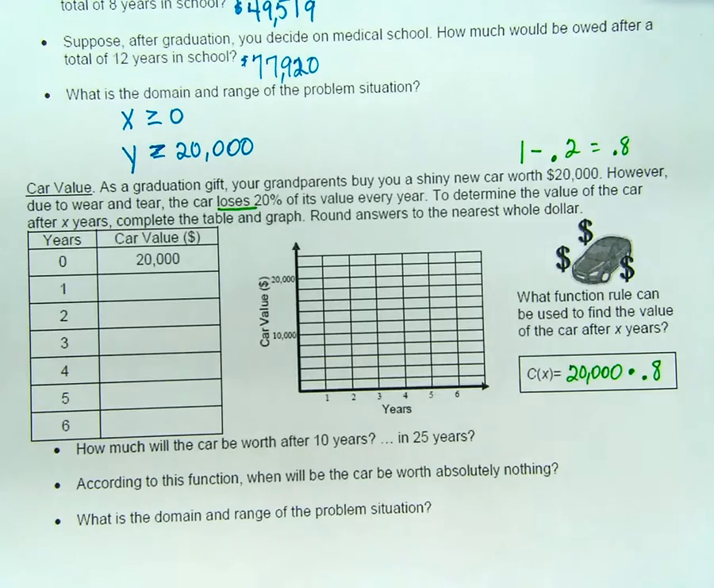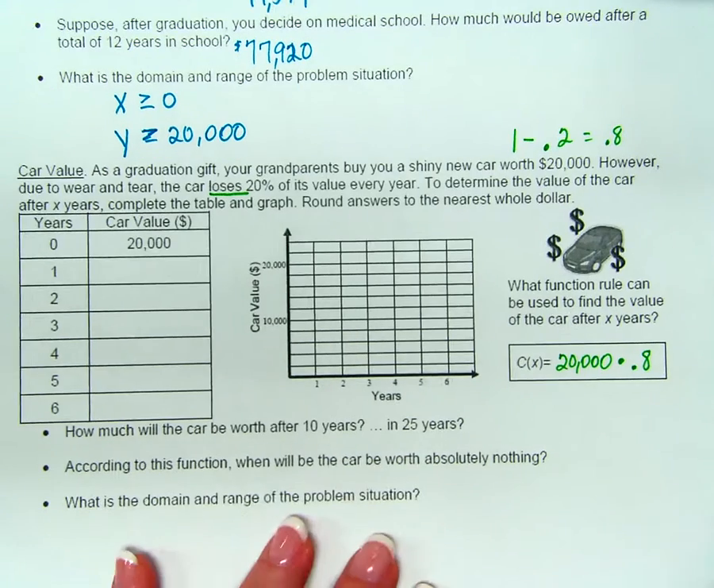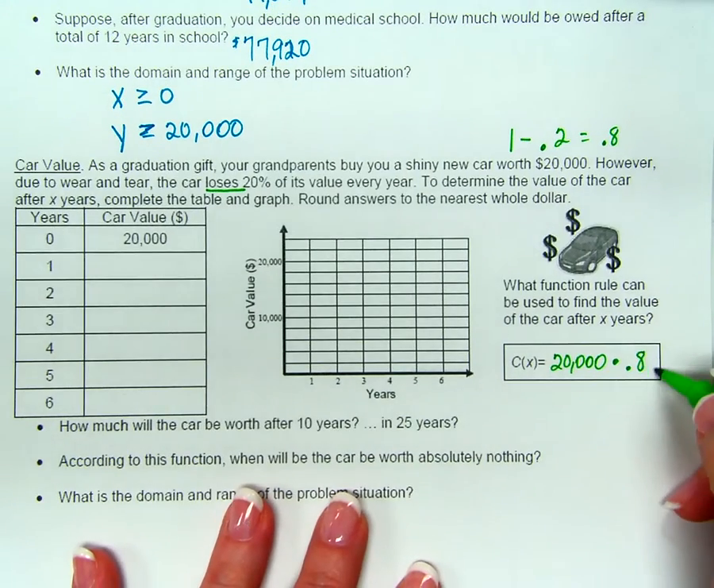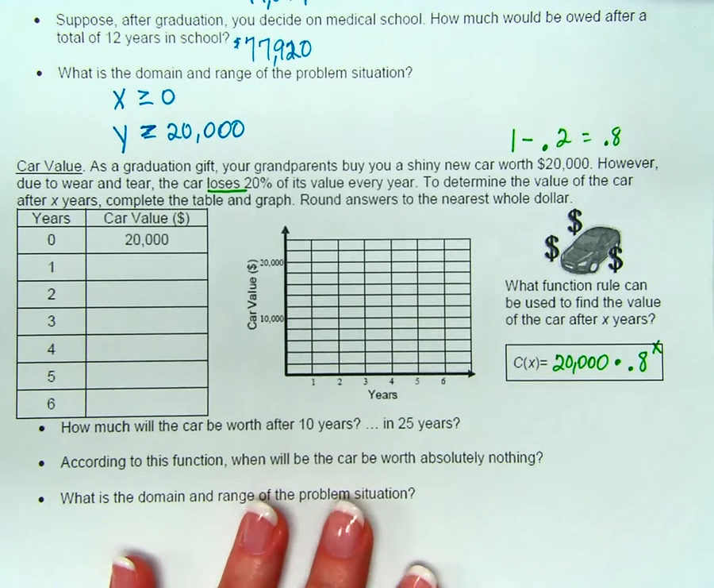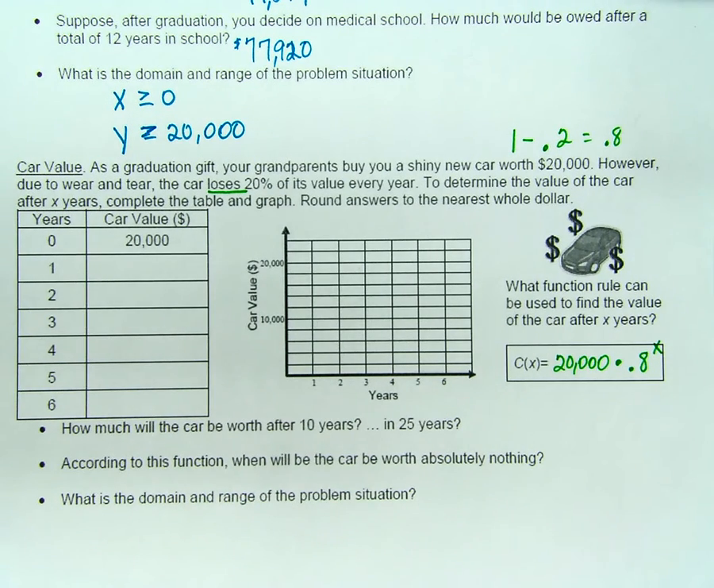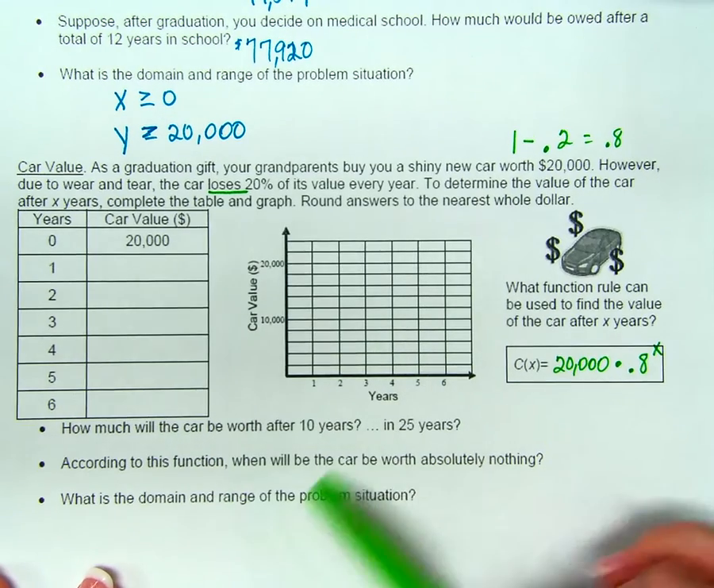Now, what did I forget? The x. Where does it go? Like right here by the 8? Oh, up high. X. Got it? Okay, so finish the table, finish the graph, and finish these questions down here.